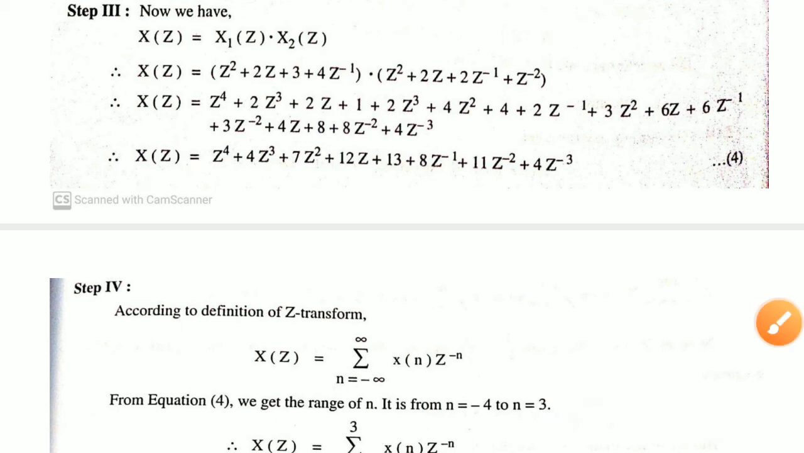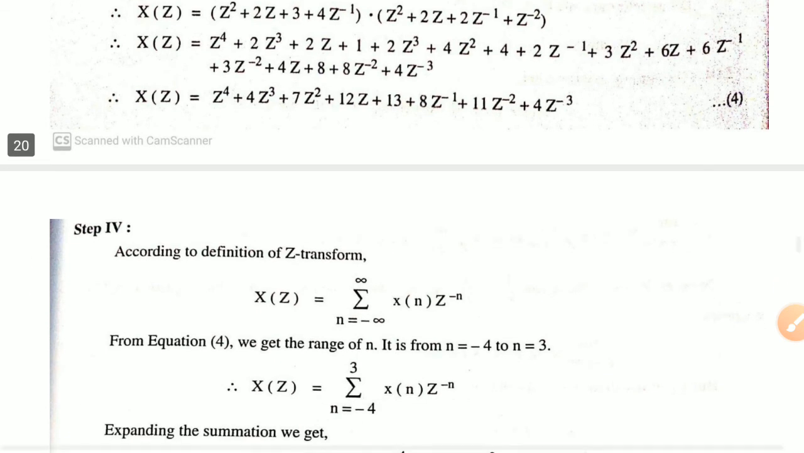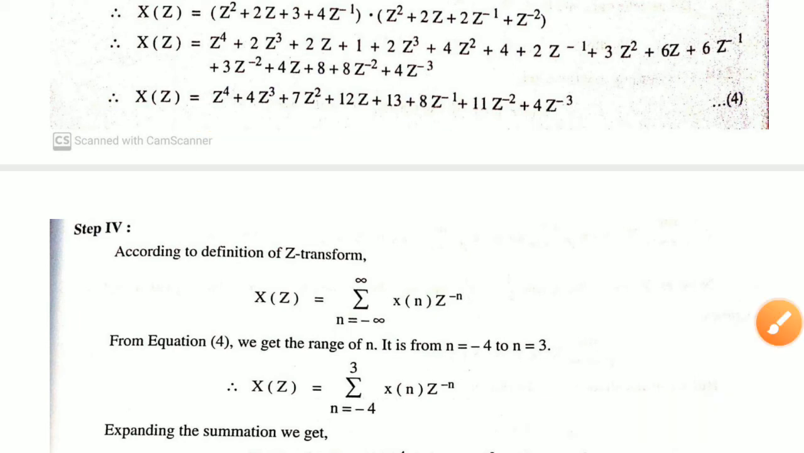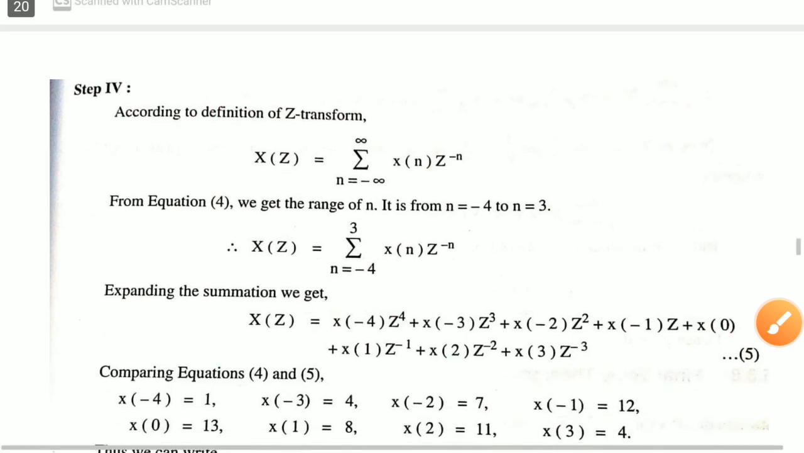According to this, we have to find the last sequence, x of n. So how do we find the sequence? Just see here, this is the last step. I think up till now this is clear. We have multiplied the two z transforms, x1 of z and x2 of z, and we are getting this final equation. Now we have to find just the last sequence.